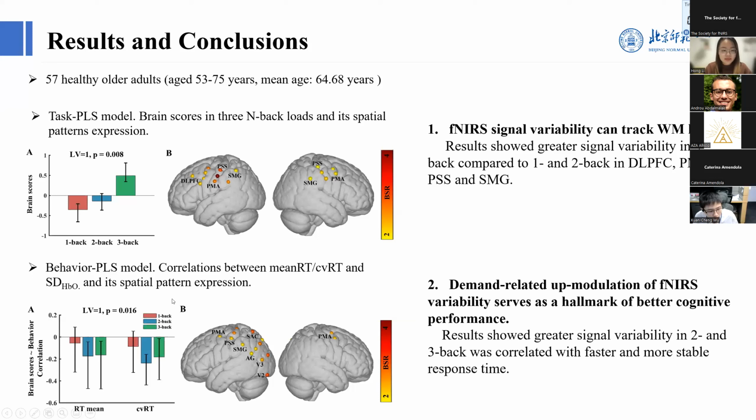Second, we examined the relationship between brain signal variability and behavioral performance under different cognitive loads. The mean response time and response time variability were calculated as behavioral metrics. We can see that greater SDHbO in 2 and 3-bank was correlated with faster and more stable response time, which suggests demand-related up modulation of fNIRS variability serves as a hallmark of better cognitive performance.